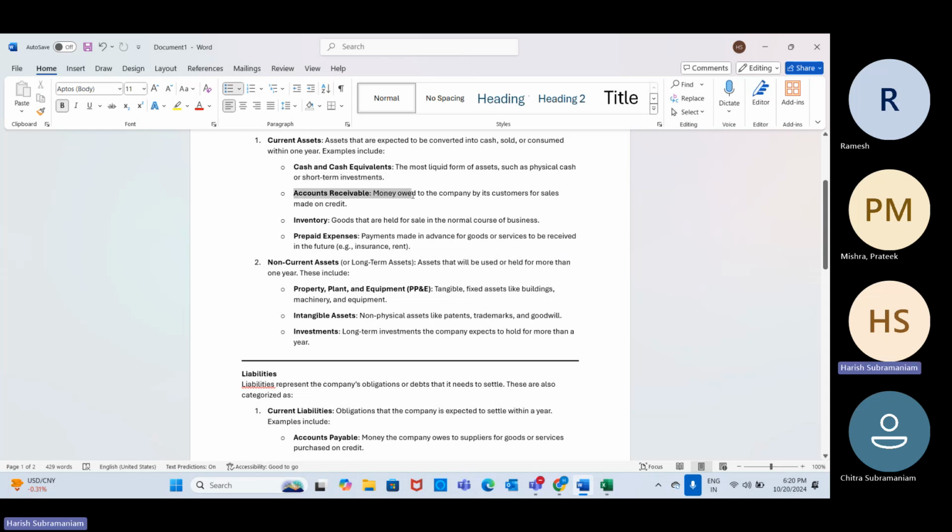Then there is accounts receivable. So let's say we are running a tea stall, just as a simple example, and some person X comes and buys some teas and some snacks from our stall. And this person X says, I don't have money today, I'll pay it to you tomorrow. And this individual is a long-term customer.